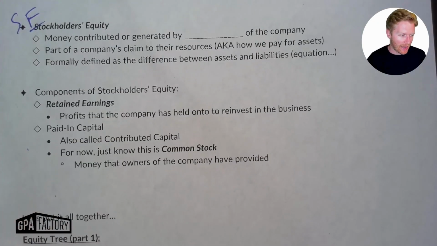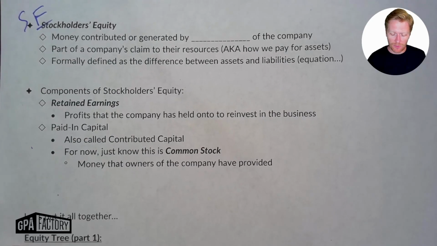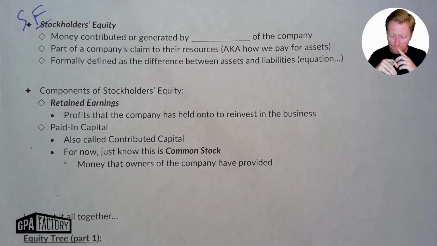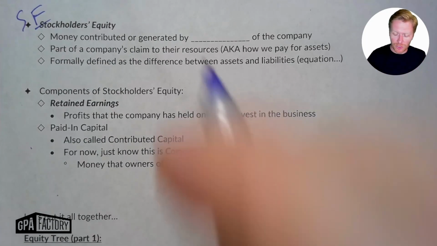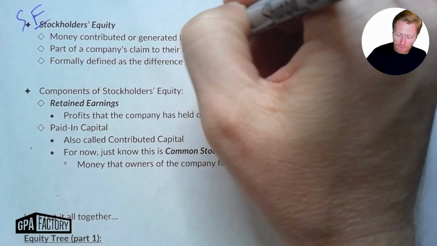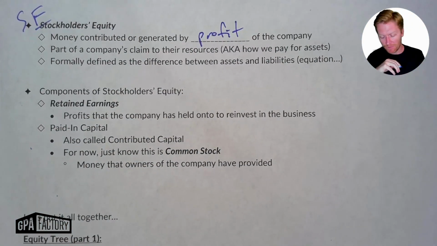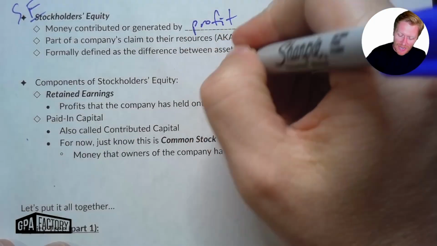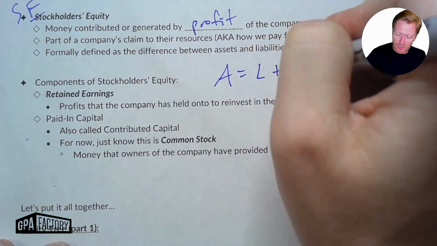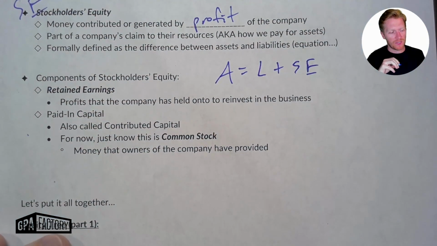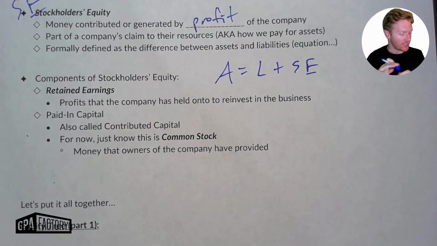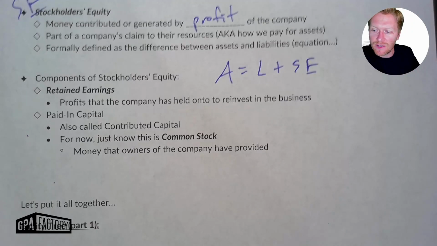Okay, let's get to the third piece of our fundamental accounting equation. And this is going to be a little bit confusing. So this is either money that's contributed or generated by profit of the company. So let me take a step back real quick. When we have this assets equal liabilities plus stockholders equity, remember all of this fundamental accounting equation is going to be in terms of dollars. Okay, so we've got the value of all of these different things.